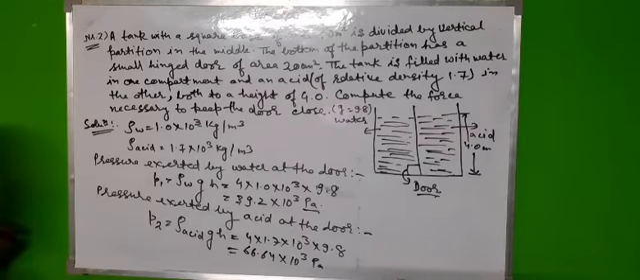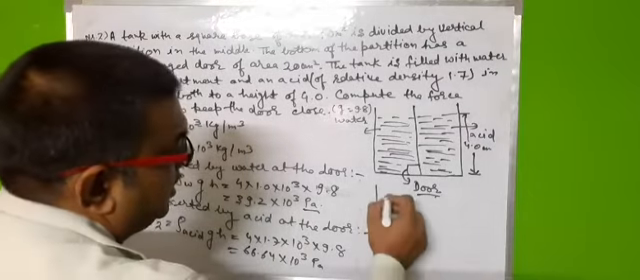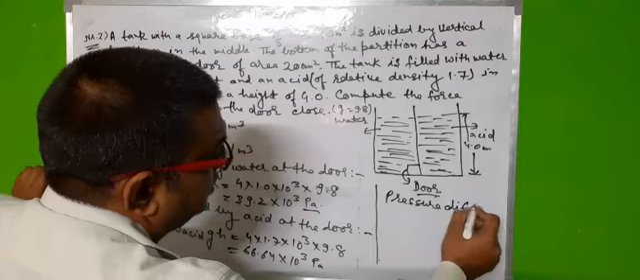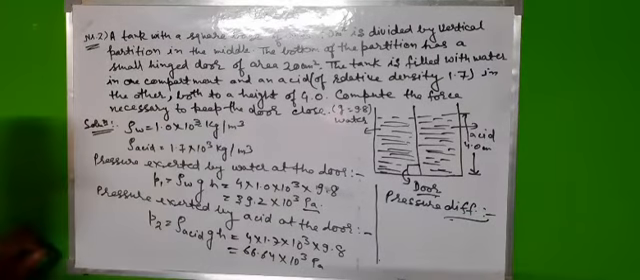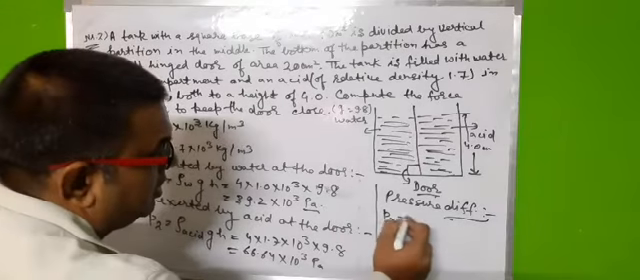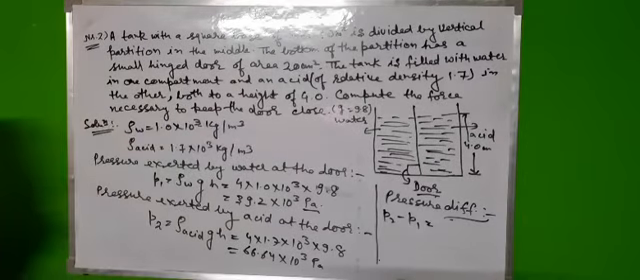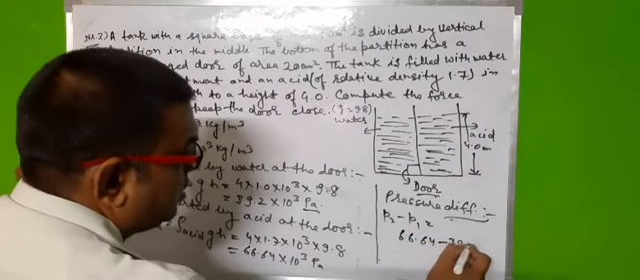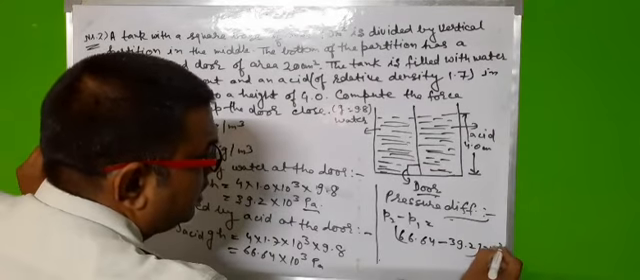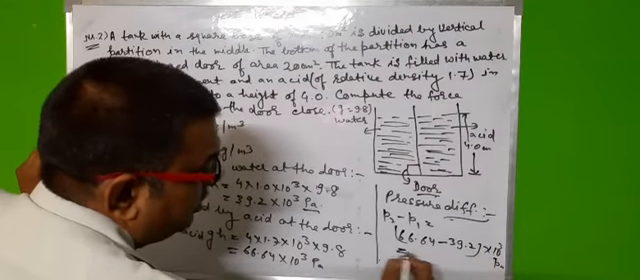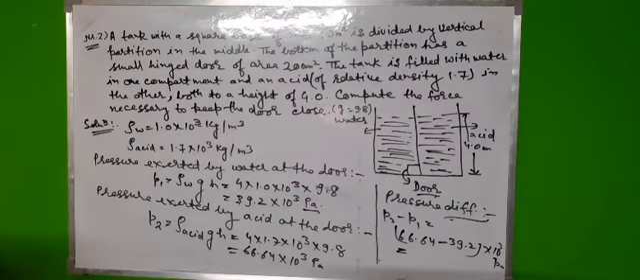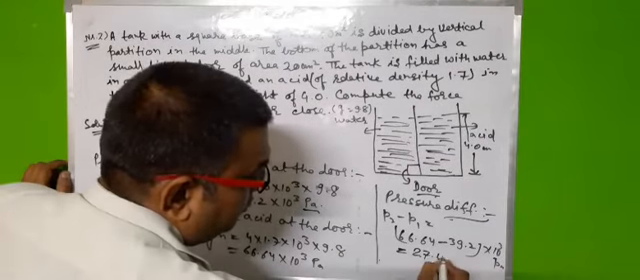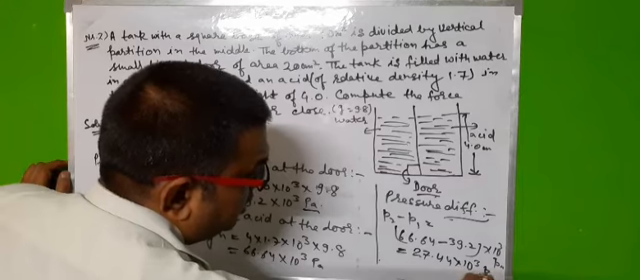Now we will calculate the pressure difference. So pressure difference is what? P2 minus P1, and we will get the value what? 66.64 minus 39.2 into 10 to the power 3 Pascal, and on solving it we will get the pressure difference is equal to 27.44 into 10 to the power 3 Pascal.